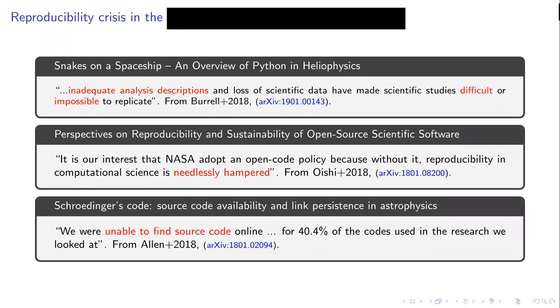And another one in 2018 randomly selected a large sample of astronomy papers, and they counted how many of them mentioned the name of at least one software. They found that almost half of the papers don't even mention the name of one software. And so this is terrible. It's not just the configuration. They don't even mention the name of the software they use.